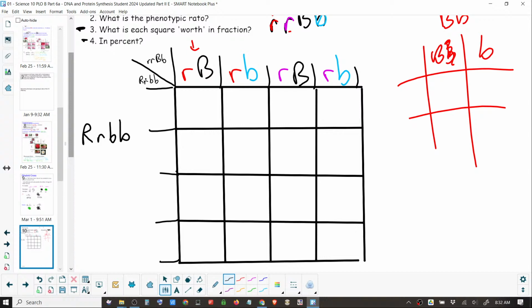Genotype is what your genetics are, of course, like these. But phenotype is if it looks smooth or wrinkly or black and gray.